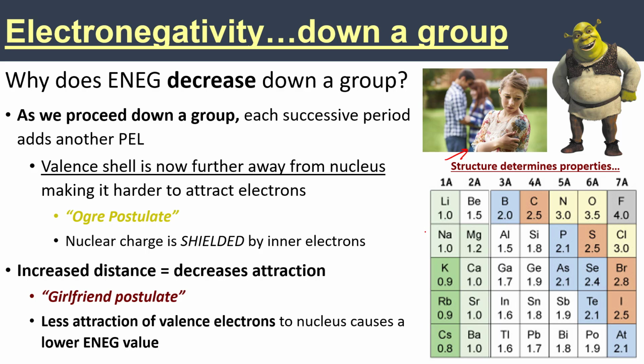Remember, the girlfriend postulate says that increased distance decreases attraction. So the larger atoms, as we said before, have valence electrons and valence shells that are further away from the nucleus. If they're further away from the nucleus, they do not feel the attraction of that nuclear charge and are less likely to attract electrons and put them in that valence shell. So when we talk about the relative ability to attract electrons, the much larger atoms in the group always have the lowest values.